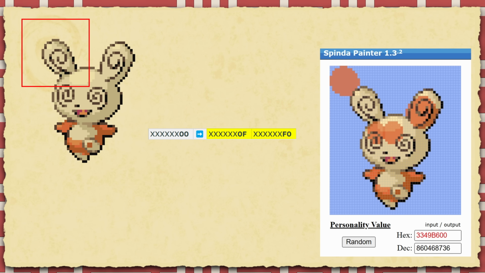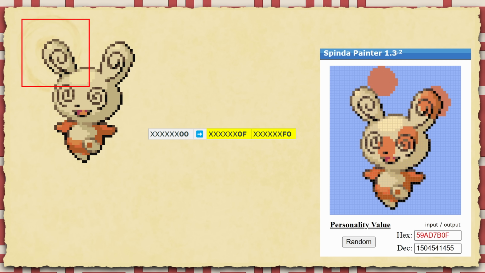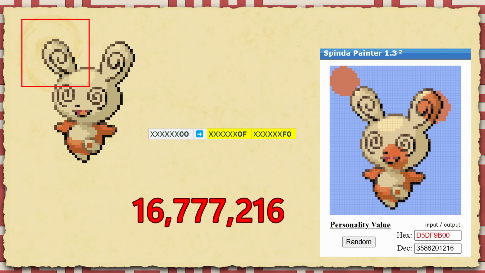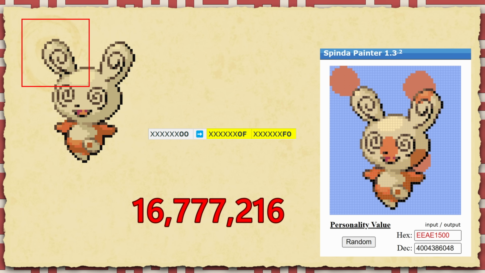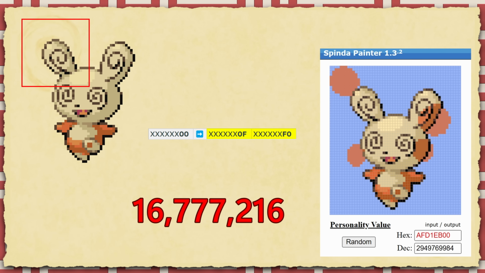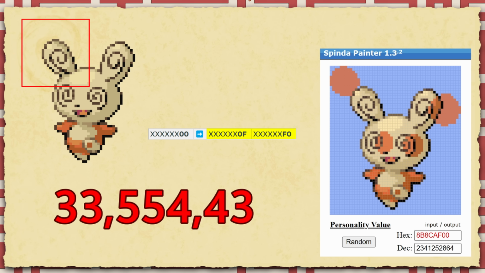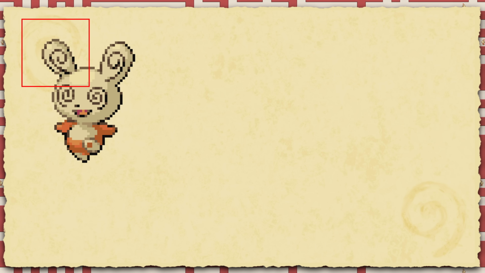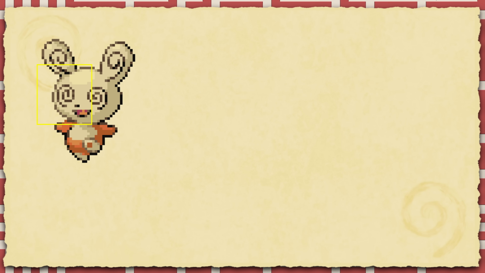But it's when we factor in the other spots that you really see the impact. For every duplicate pattern in one quadrant, there are around 16 million possible combinations for the other 3 spots that include that duplicate. So in this case, we simply double the amount and knock off 33.5 million patterns from the total. But if you thought that was a lot, you aren't ready for the right cheek.